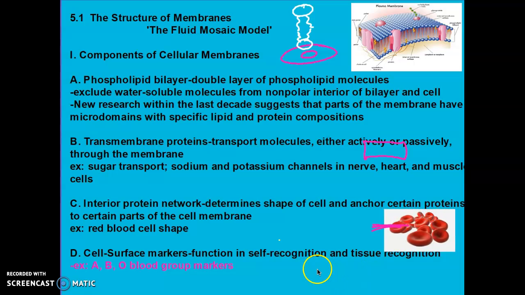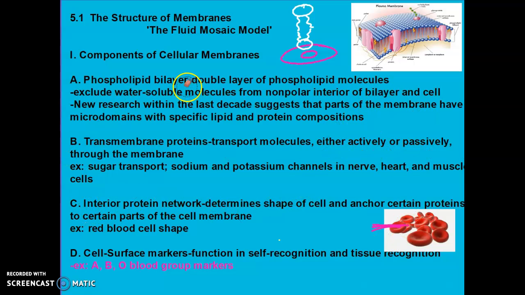So the fluid mosaic model, a mosaic where you cut pieces of glass and you piece them together to make a pattern or images and so forth. So that's what we think of the cell membrane. There's just a lot of pieces that are important and have really important jobs within that cell membrane.